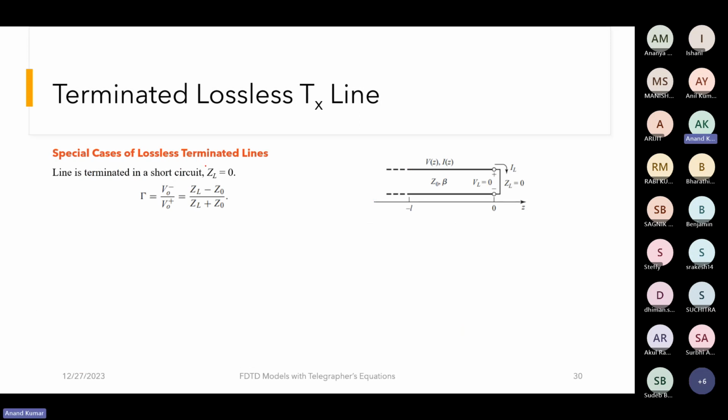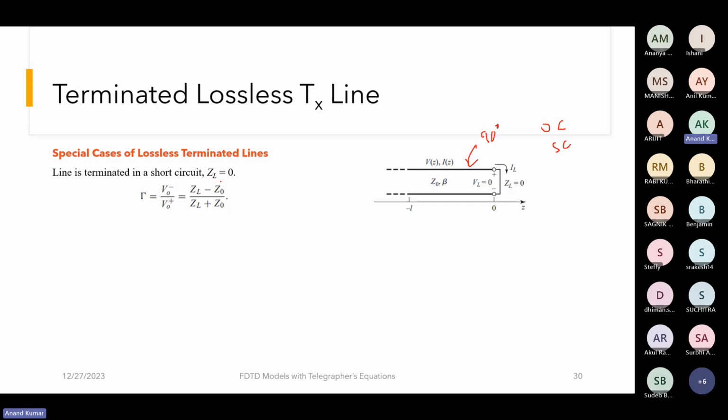Now the special cases for ZL. Up till now we had an arbitrary load impedance. Now the special cases would be what happens if it is open circuit, short circuit, or if this particular length of the transmission line becomes 90 degrees. So we'll look at those now.